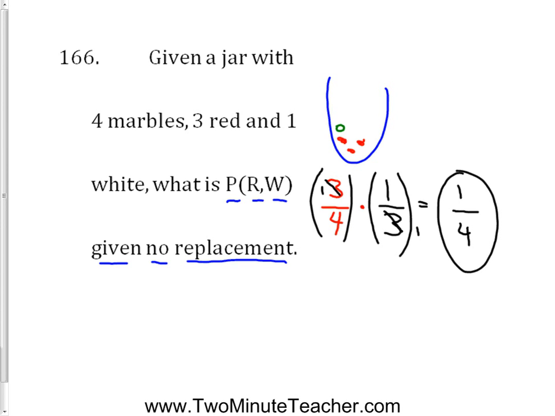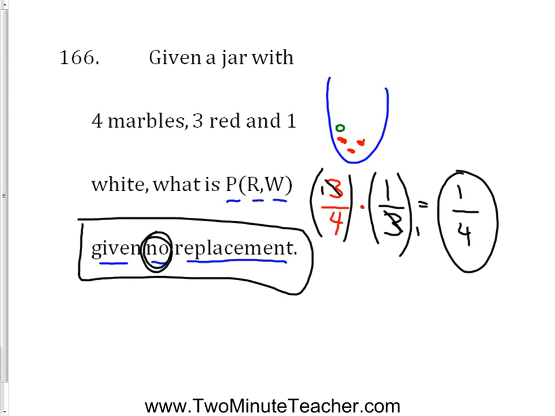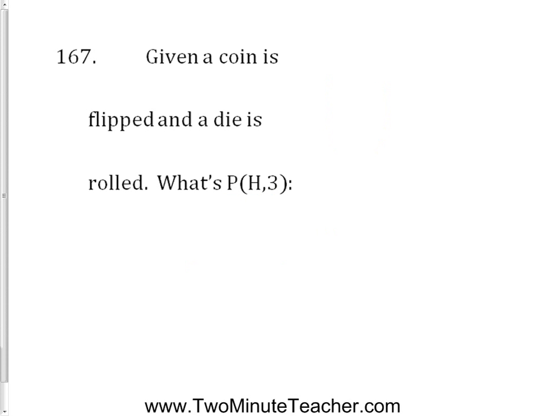Okay, anytime you are doing a problem like this, you have to especially watch for whether or not there's replacement or not. And when there's no replacement, then you've got to say, okay, well, on the second time around, the second time you draw a marble, there's going to be less marbles. And so therefore, it's not out of 4 anymore, it's out of 3 marbles that are left. Okay? All right, that's how you do that one. Let's move on to some more probability.